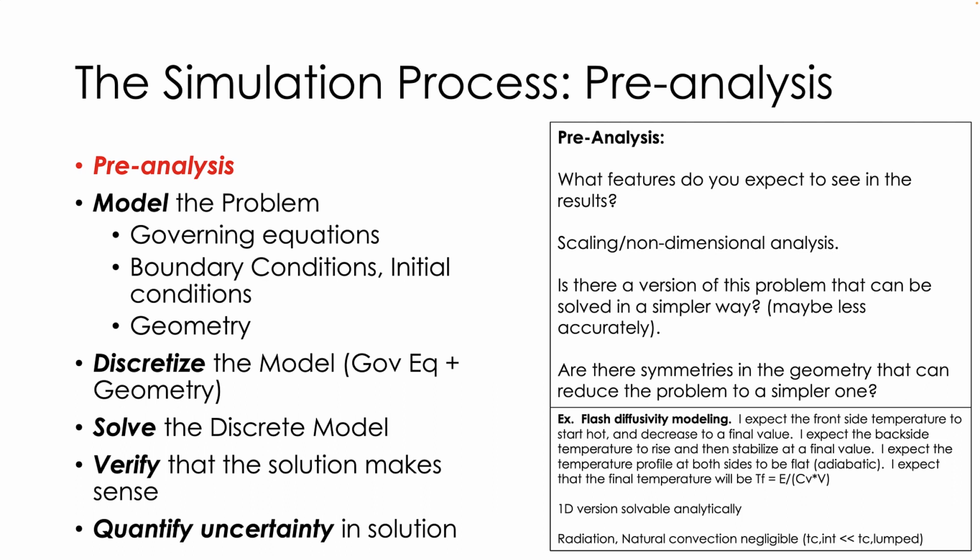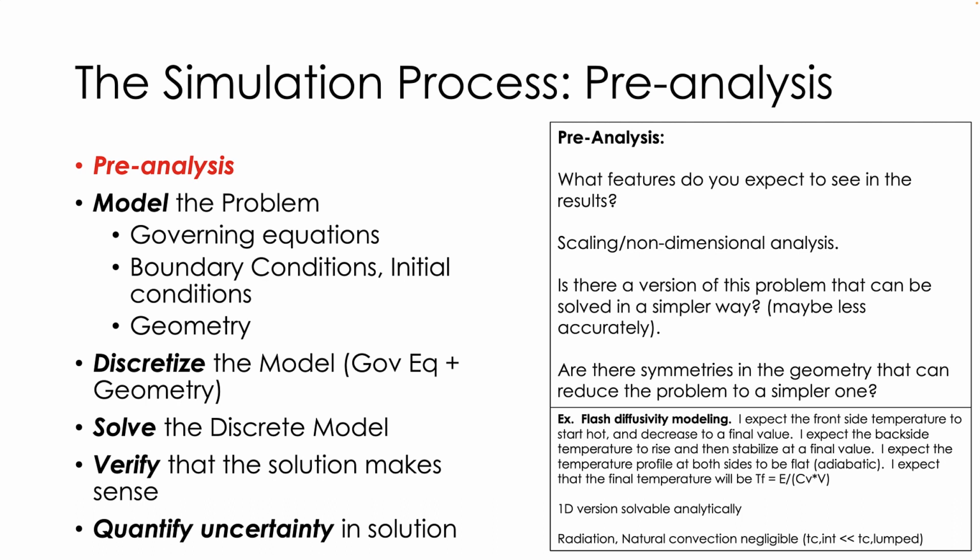I can also make an estimate of what I expect the final temperature to be. So if I dump in a certain amount of energy at time equals 0, I expect that the final temperature will be however much energy was dumped in at time equals 0 divided by the total capacitance of the sample. I can calculate all of that ahead of time. I know pretty much what to expect when I look at this solution.